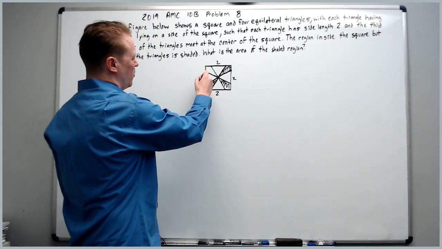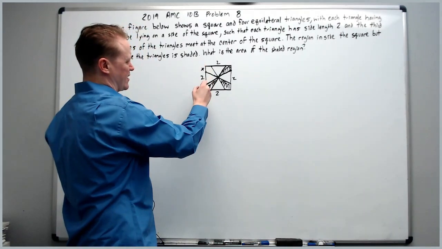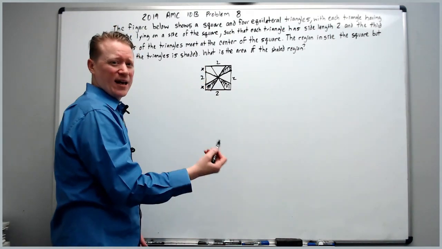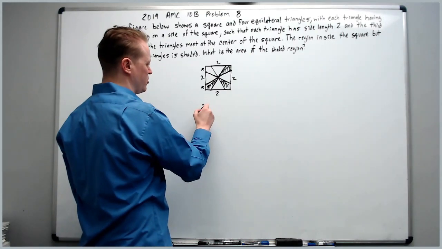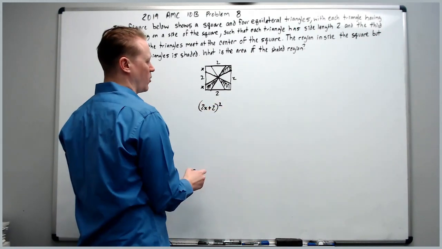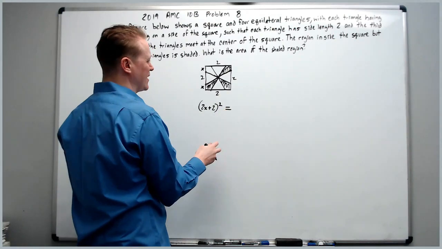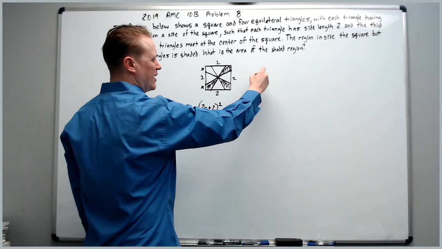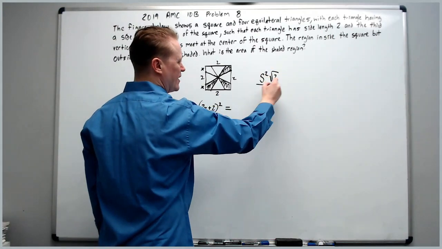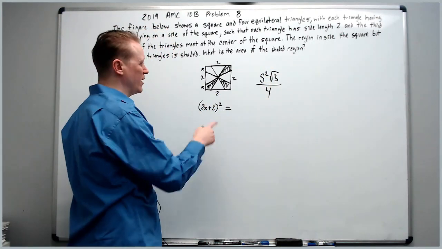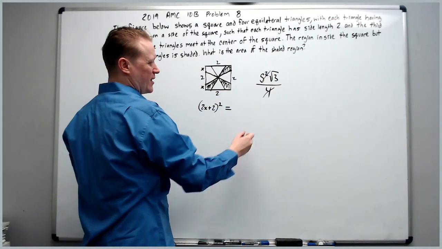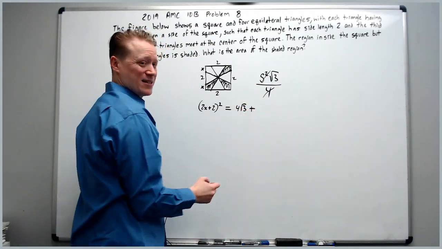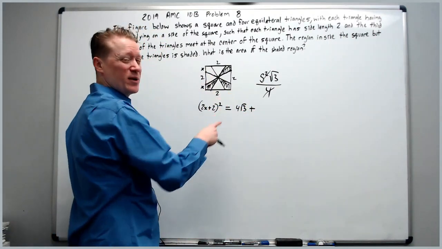Okay, one way you can approach it, let's call this distance x and this distance x, because it's going to be equal on each side. Then the area of the entire square will be (2x+2) squared. Now this is going to have to equal the area of each of these equilateral triangles. An equilateral triangle's area is s squared root 3 over 4. We can plug 2 in here and it will cancel the 4, and there's 4 of them, so you get 4 root 3 plus. Now we need the shaded regions.